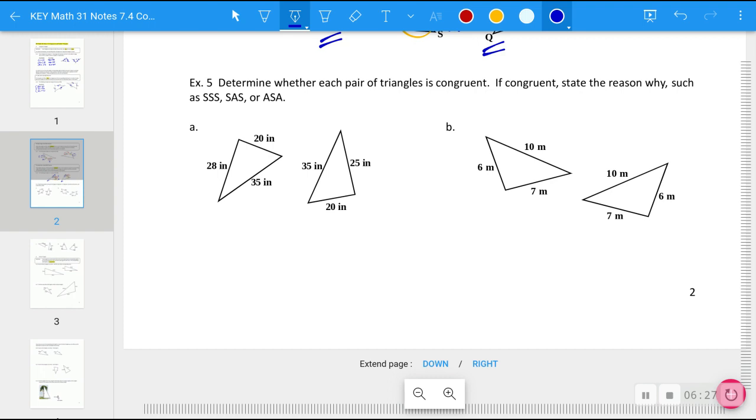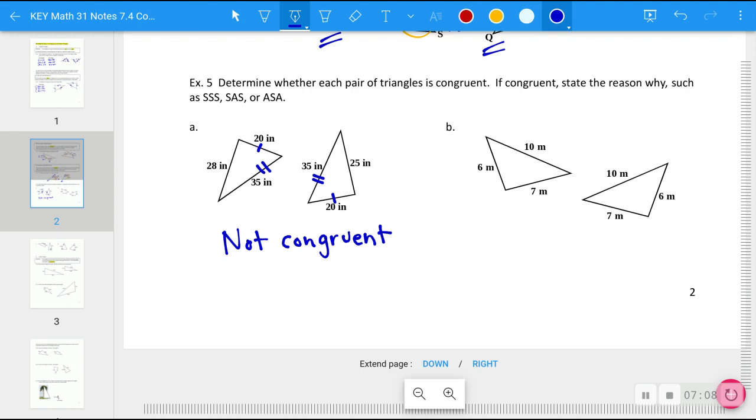Okay, determine whether each pair of triangles are congruent. Let's see here. I can see a matching 20 with a 20. Those are congruent. Now, a mathematician or somebody who's teaching geometry would mark that, just to indicate that they're the same length. I see another pair that are the same, 35 inches on both of those. But then you have the fly in the ointment. 28 inches does not match that 25 inches. So these are not congruent. They may look the same shape and same size, but they're not.